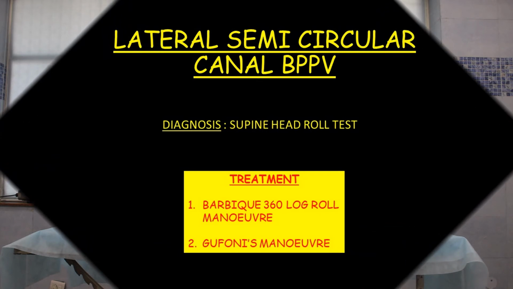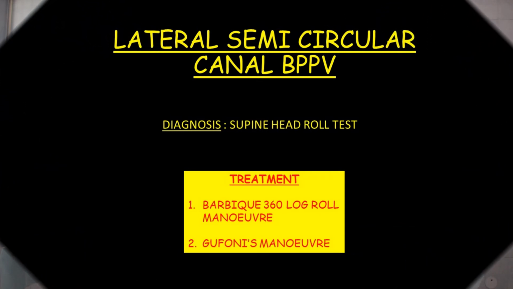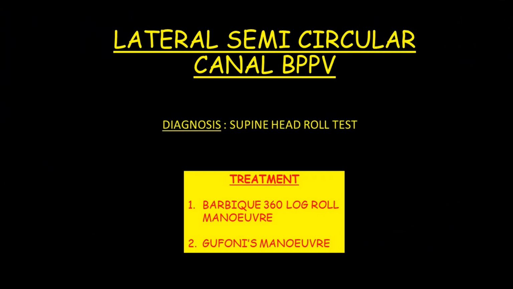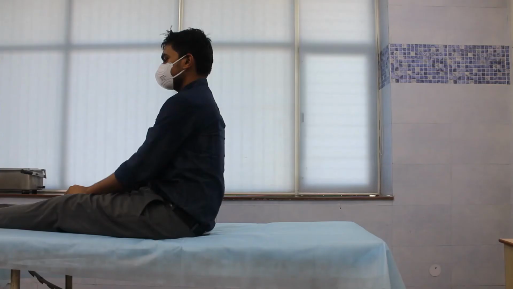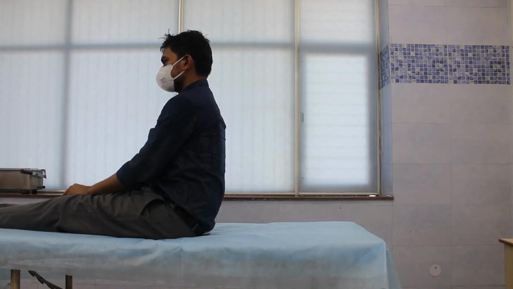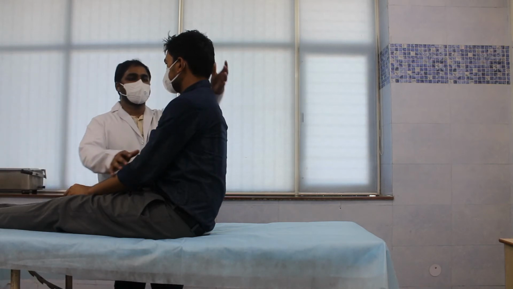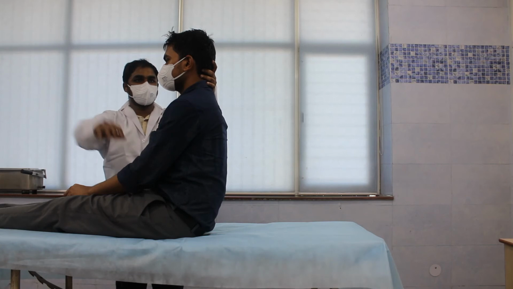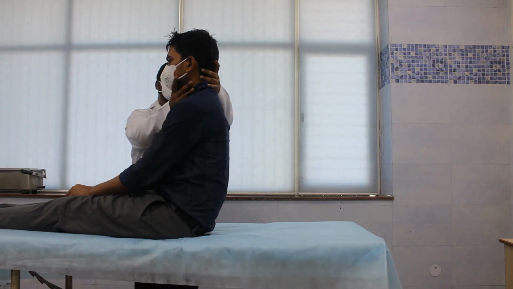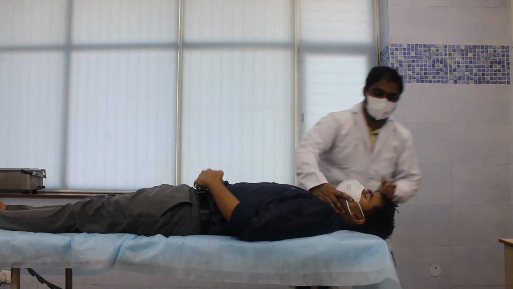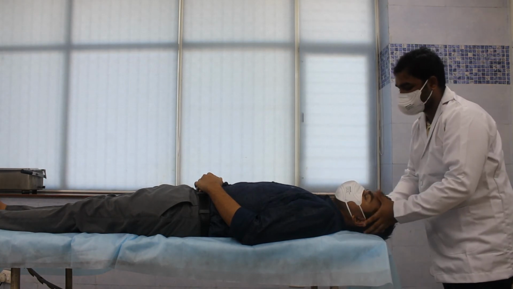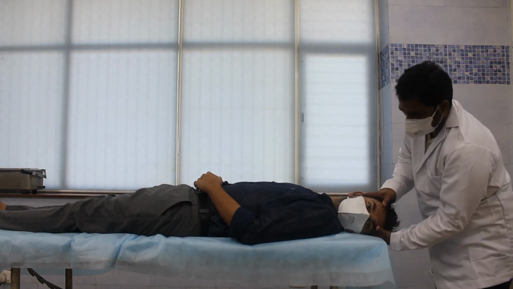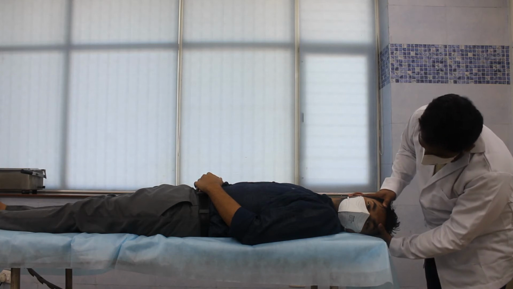Now, lateral semicircular canal BPPV is usually diagnosed by the supine head roll test and is treated by the barbecue 360-degree log roll maneuver and Gufoni's maneuver. Supine head roll test. Make the patient lie down towards the head end of the couch. Explain what is being done. Ask the patient to look straight. Gently get the patient's head back onto the supine position. Ask the patient to look straight.